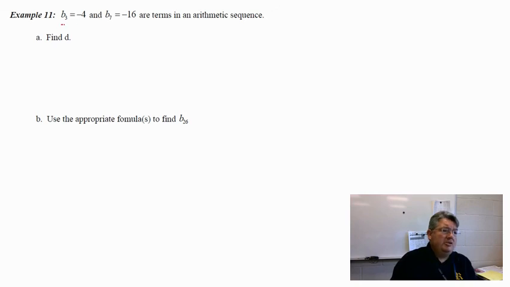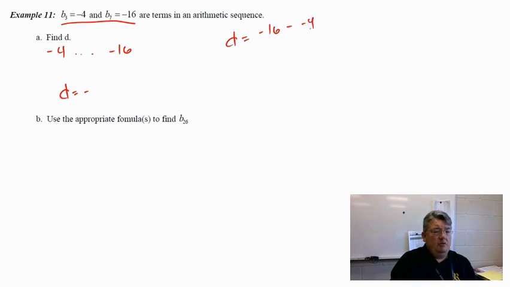Here, the third term is -4. The seventh term is -16. So -4, -16. That's going down. So my difference I know is going to be negative. What's it going to be? Well, I can do this. My difference is going to be -16 minus the -4, and then 7 minus 3. -16 minus the negative, that's plus. That's -12. 7 minus 3 is 4. -12 over 4 is -3. My difference is -3, and that fits because I know it's negative.